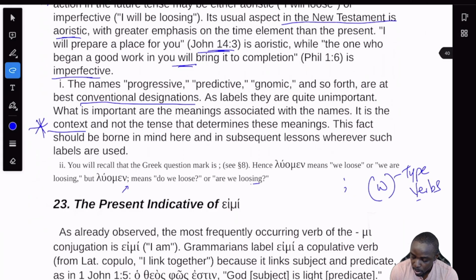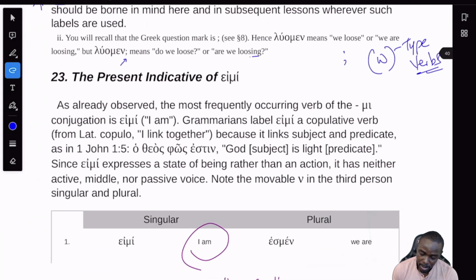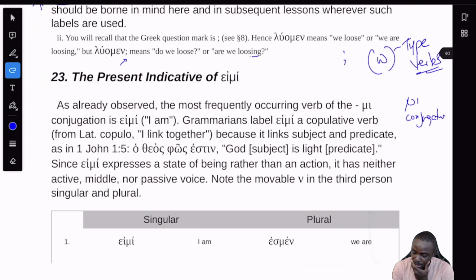We were introduced to another type of verbs, and this is known as the mi type verbs. As already observed, let's rub out some of these notes. The most frequently occurring verb of the mi conjugation is eimi. So we refer to this as mi conjugation. Eimi is the most popular one.